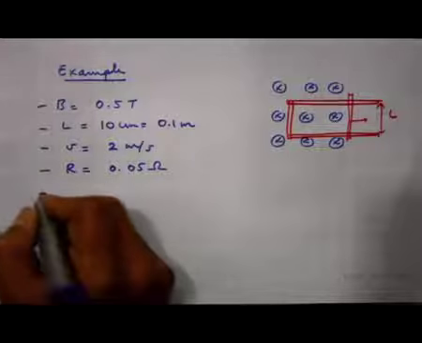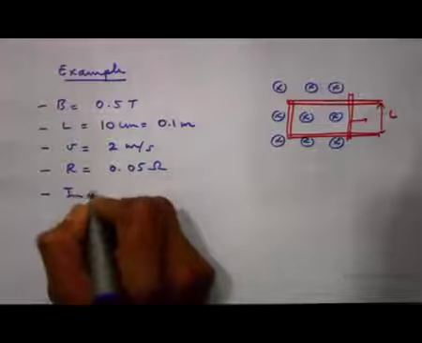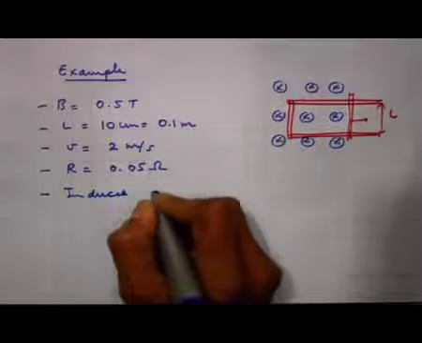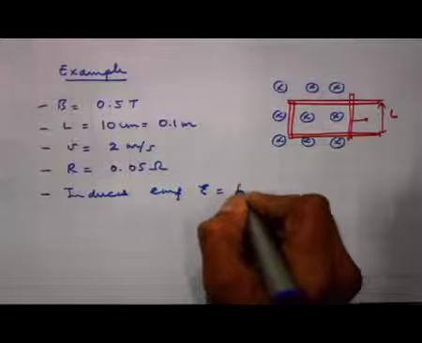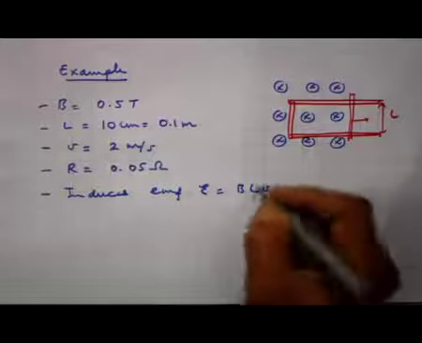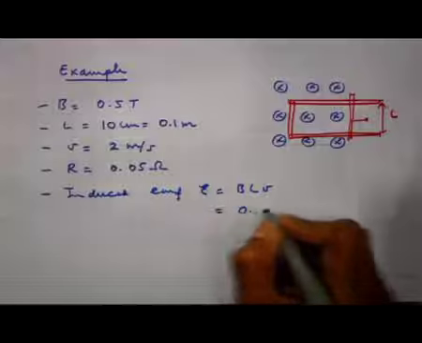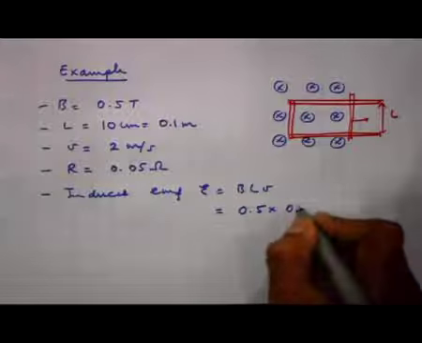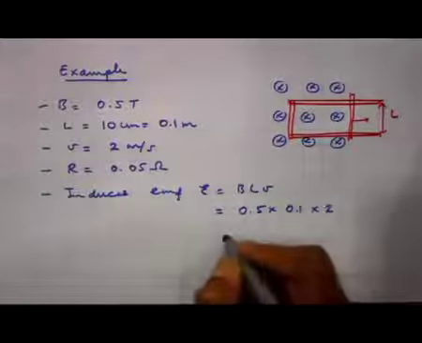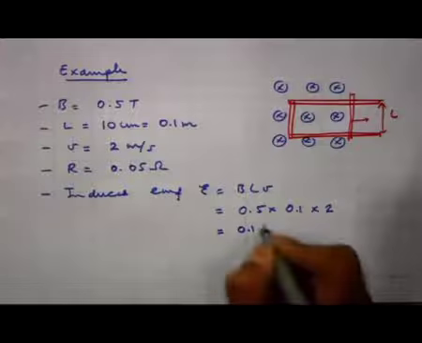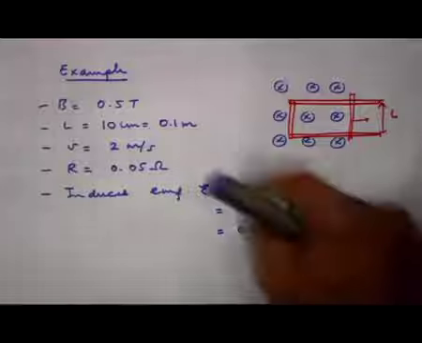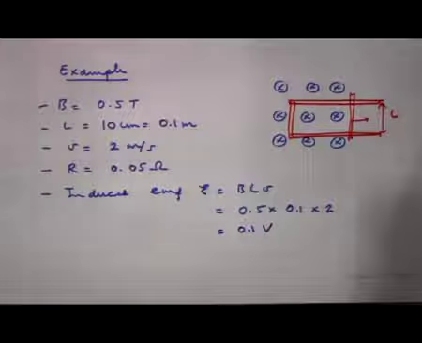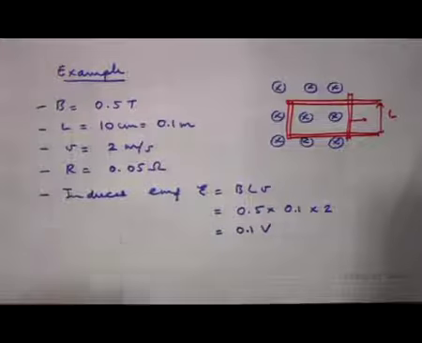So, what is the induced EMF? E is equal to B times L times v, which we have just derived, which is equal to 0.5 Tesla into 0.1 meters into 2 meters per second, which is about 0.1 volt. So, there is an induced EMF of 0.1 volt across the circuit here, and this induced EMF comes in because I am trying to pull the rod to the right.